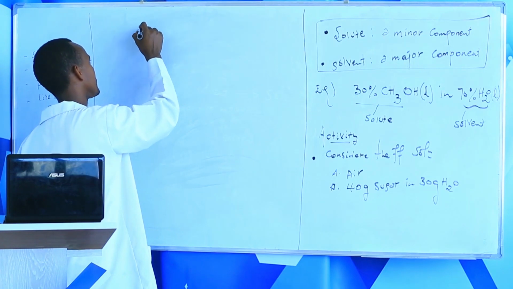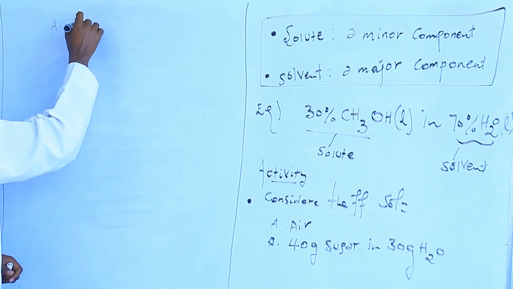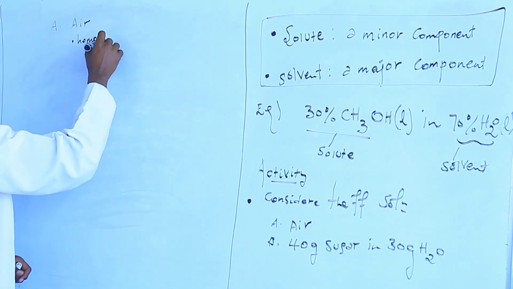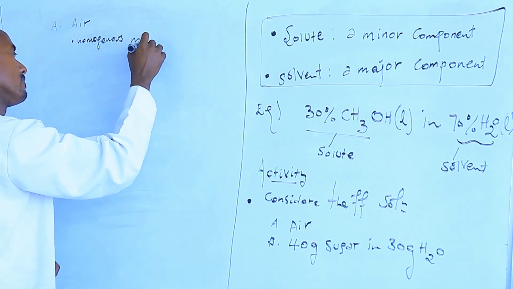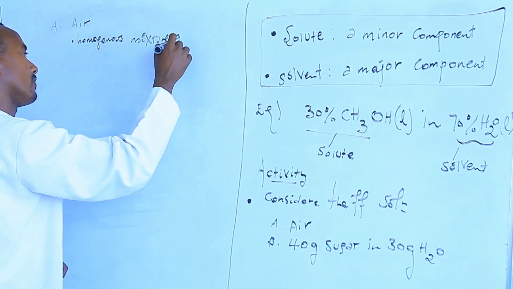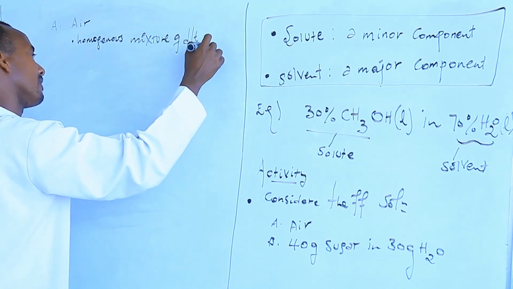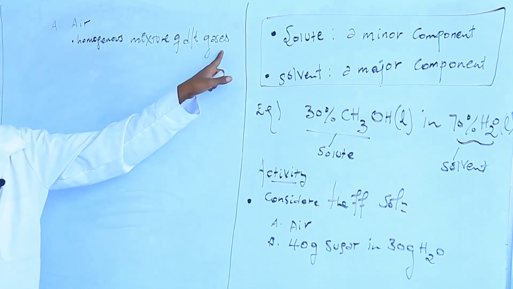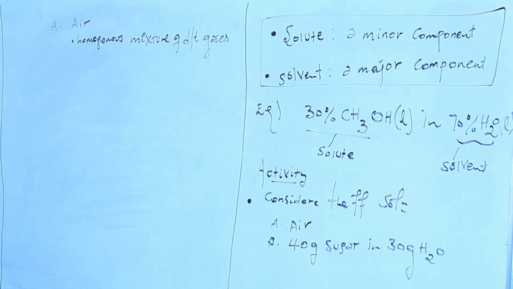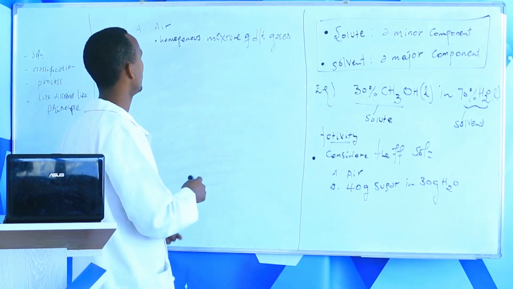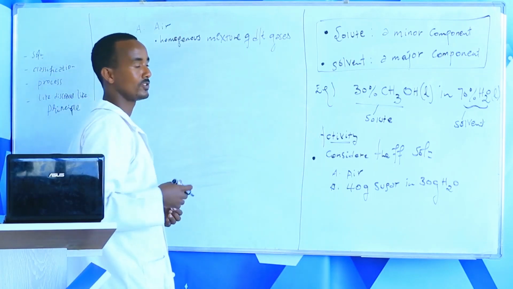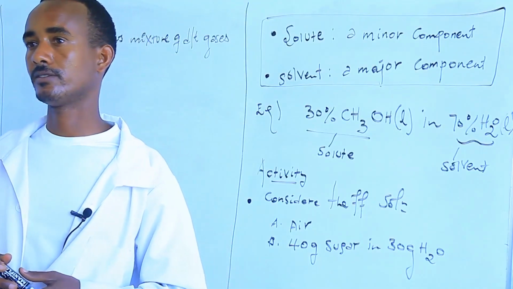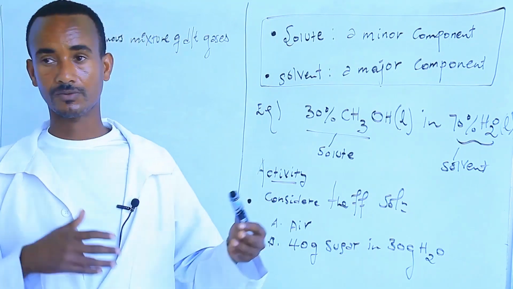In the first case, air is a homogeneous mixture of different gases. So every component is in the form of gas. Therefore, we can use the second definition, which is: solid is a minor component and solvent is a major component. This definition helps us to separate the solid from the solvent.